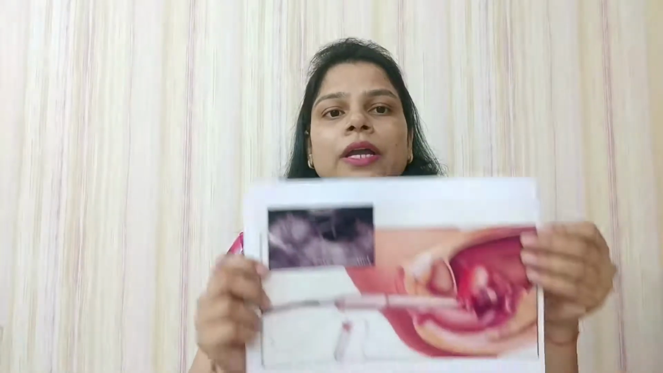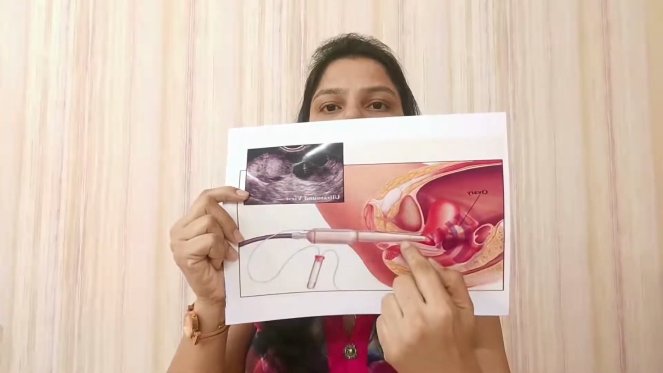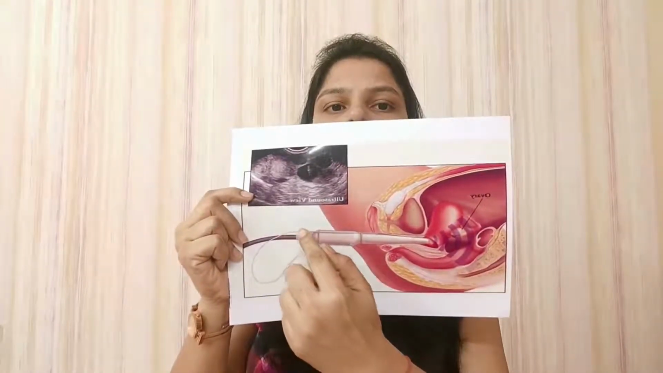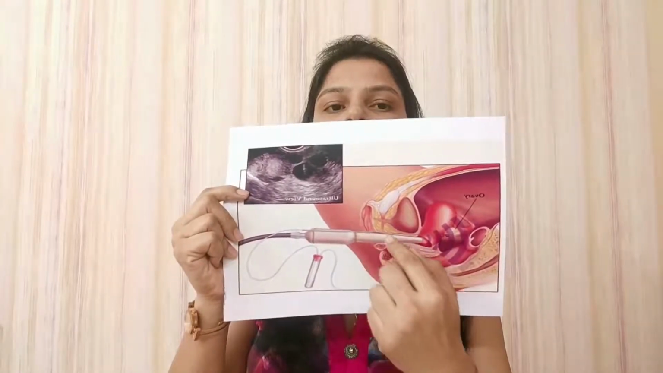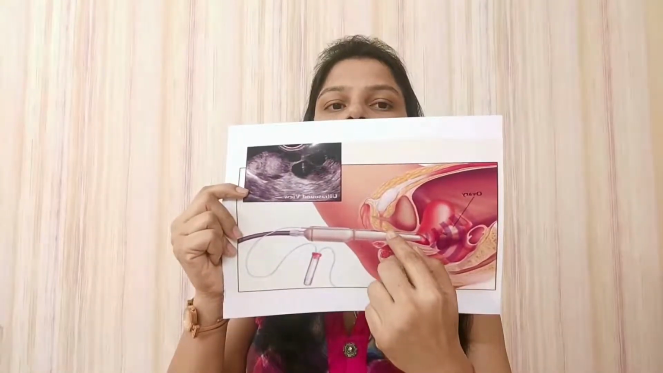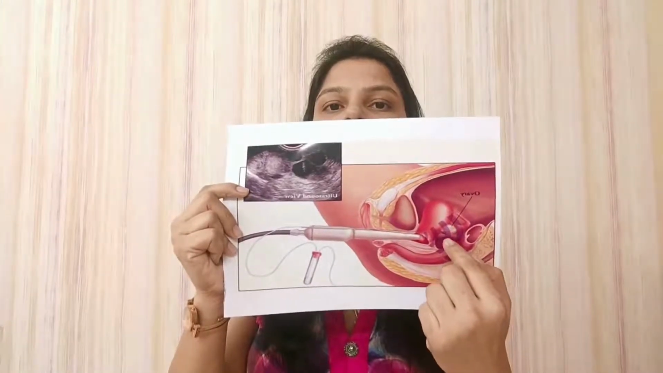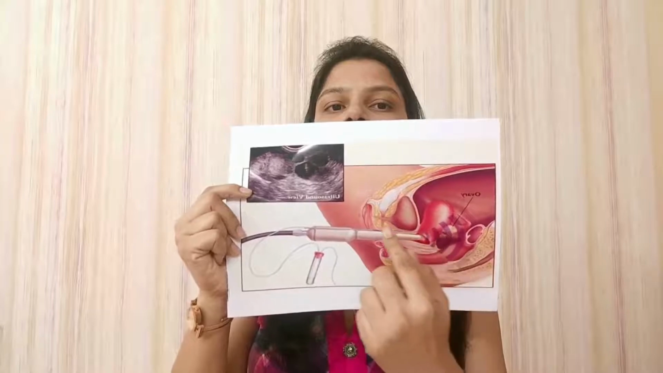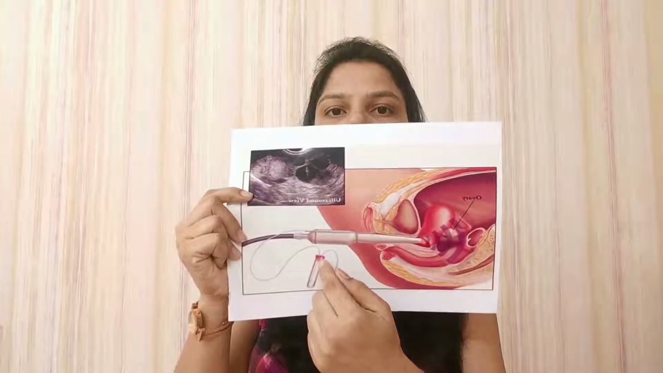So this is how an ovum pickup looks like. This is the probe of the ultrasound machine on which the needle is fitted, and with the help of this ultrasound we go from the vagina into the ovaries, and with the help of this needle the follicles are aspirated and the fluid aspirated is collected into this tube.